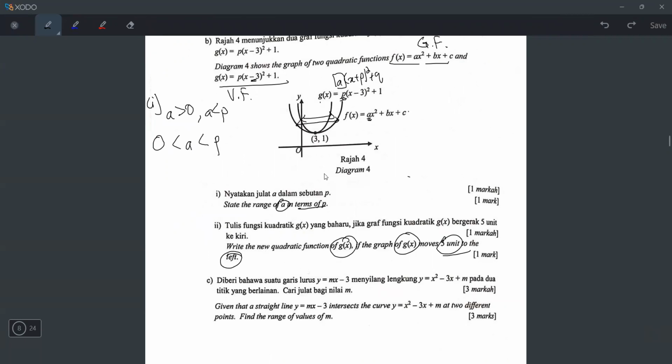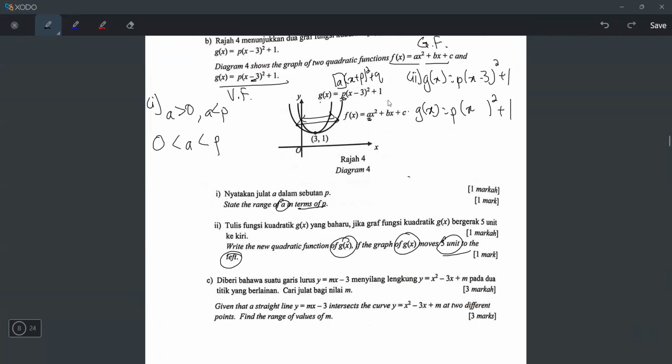Write the new quadratic function for g(x). So if you look at g(x), the old equation is p(x minus 3) squared plus 1. This is the old equation. But they say if the graph of g(x) moves 5 units to the left. So what happens here? The p will stay as p, okay? And then the 1 also stays the 1, but the -3 will change to something else.